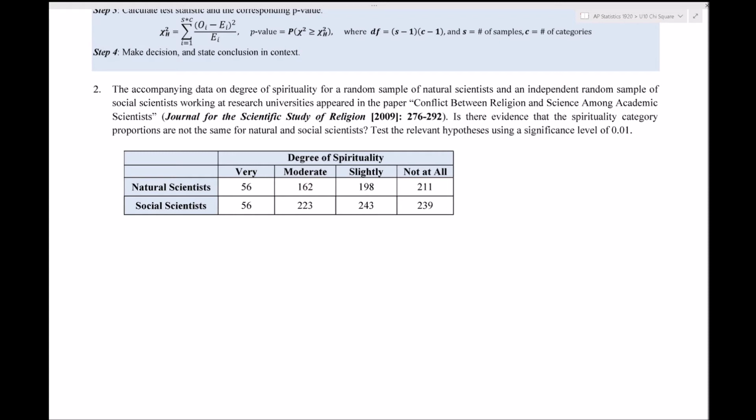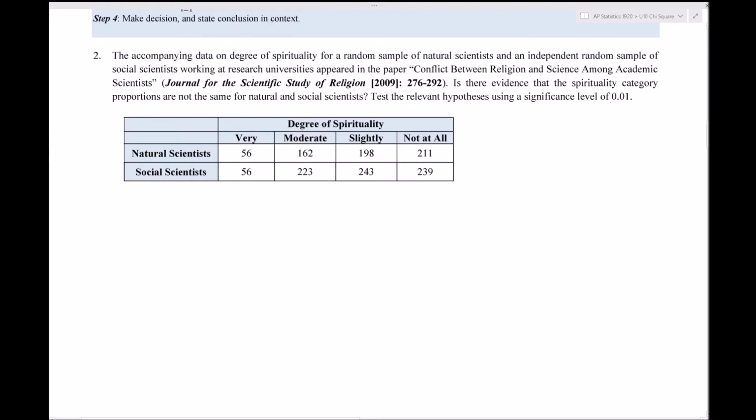Is there evidence that the spirituality category proportions are not the same for natural and social scientists? I'm going to be throwing that back at them and using that for the null hypothesis. Test the relevant hypotheses using a significance level of 0.01, very important. That's the alpha level that we're going to be using. And then we'll go with the null and alternative hypotheses. These will always be done qualitatively. And I'm going to use their words, like I said earlier.